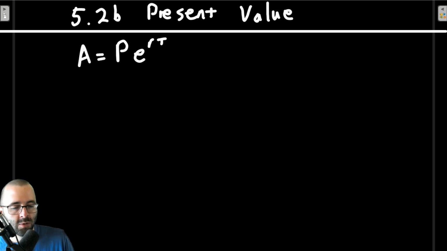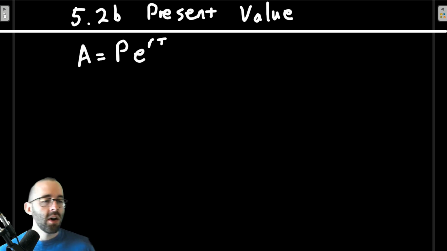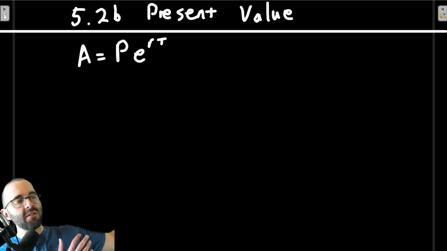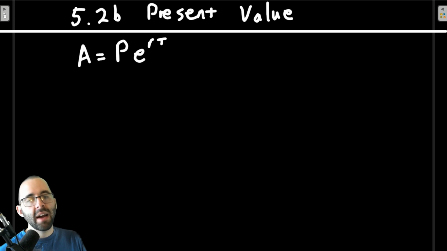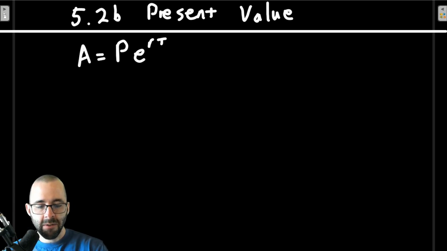And another way of rearranging this is, okay, this right here says I'm investing P. How much am I going to have after a certain amount of time? Sometimes we want to flip the question and say, what if I want this money in the future? How much do I have to invest now? Okay, so sometimes we want to solve for P.